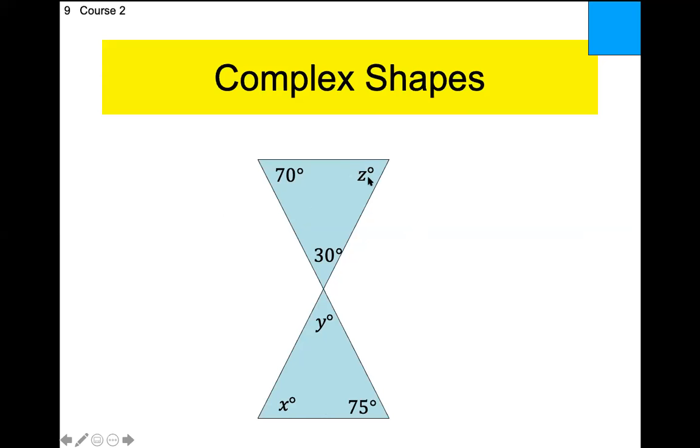100, meaning z would be 80. Okay, so z was the easiest one. To do the other one, we've got to use some of those other skills that we've learned.